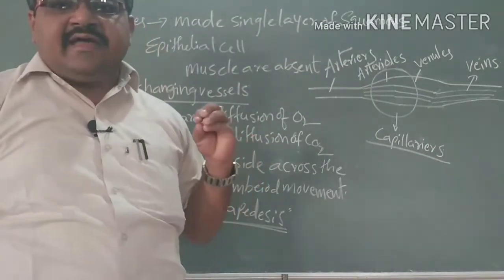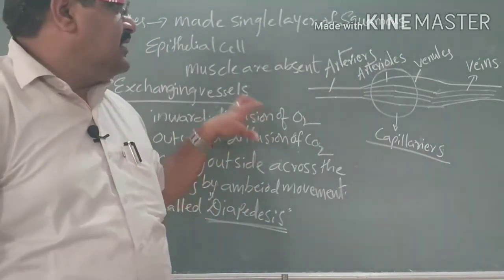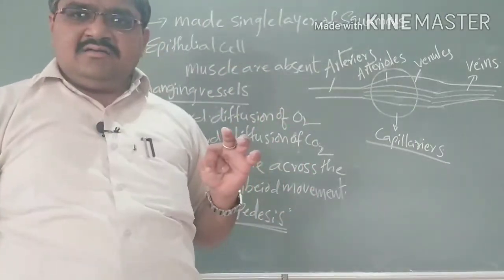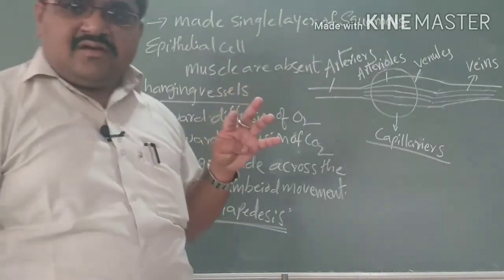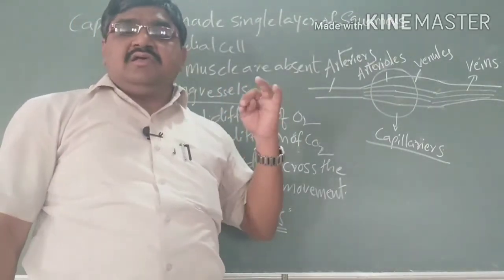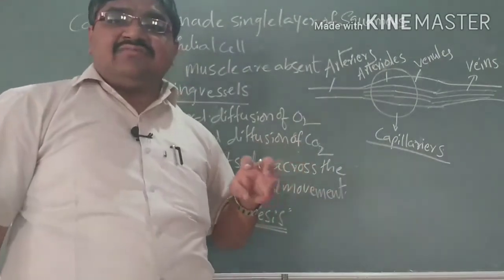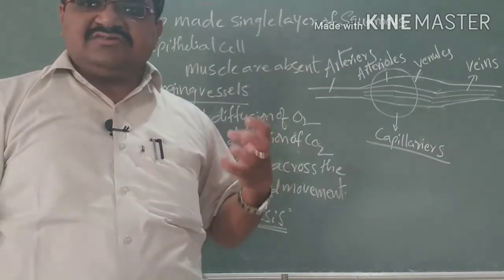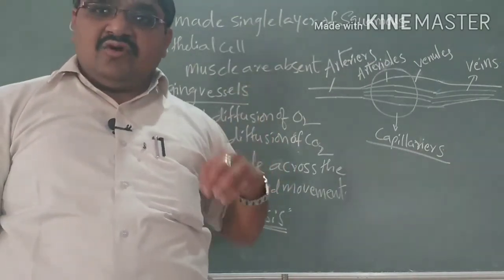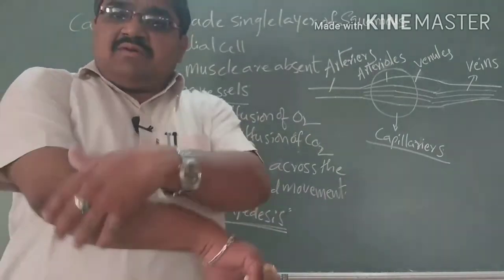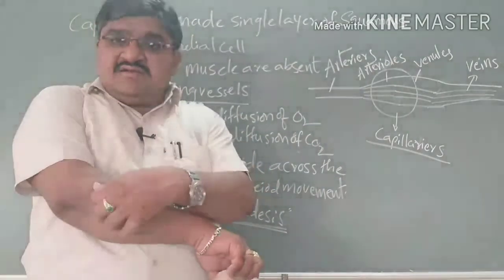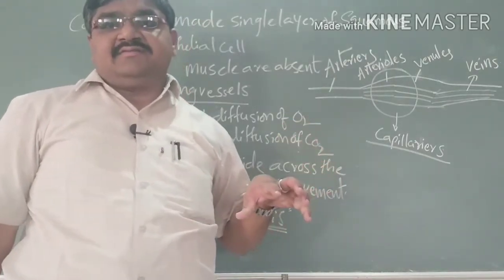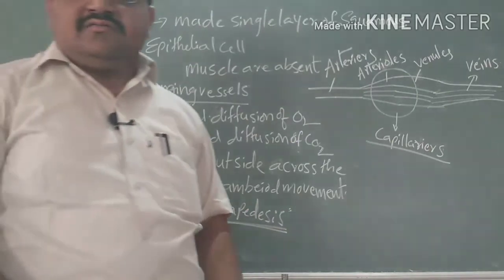So these are the three types of blood vessels. The first one is arteries, the second one is veins, and the third one is capillaries. These are the vessels, the channels, which carry the blood towards the heart or away from the heart. Such types are called blood vessels. There are three types of blood vessels: arteries, veins, and capillaries. Next, later we will discuss.